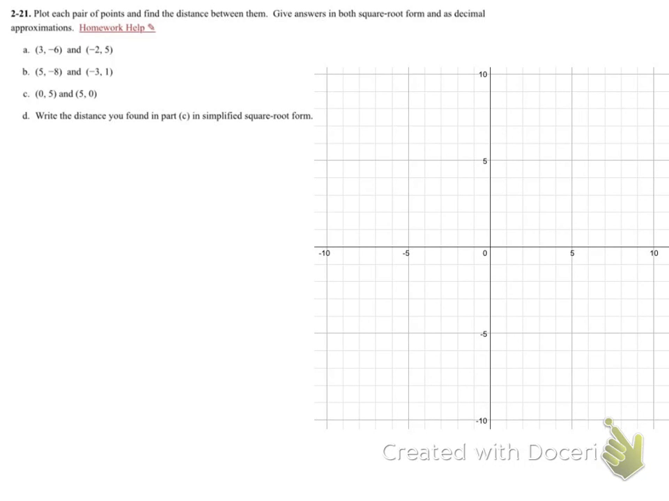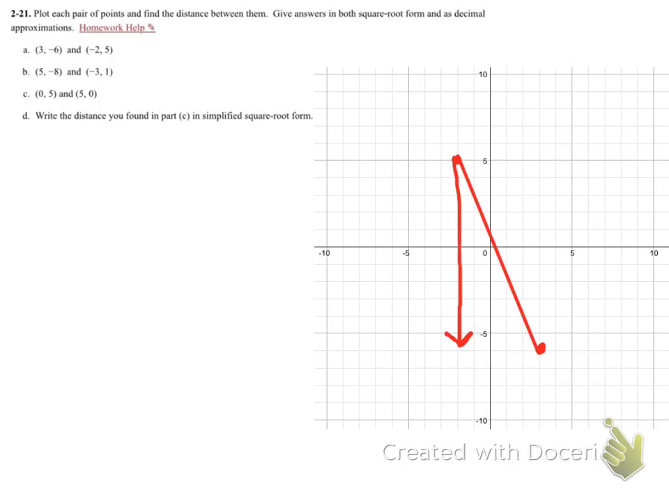Problem 21, we're taking a look at coordinate points and finding the distance between them. So I have a coordinate point at (3, -6), and another one at (-2, 5). If I draw a line between the two, that's the length of the line that I would need to find. So this can be done easily with a slope triangle.